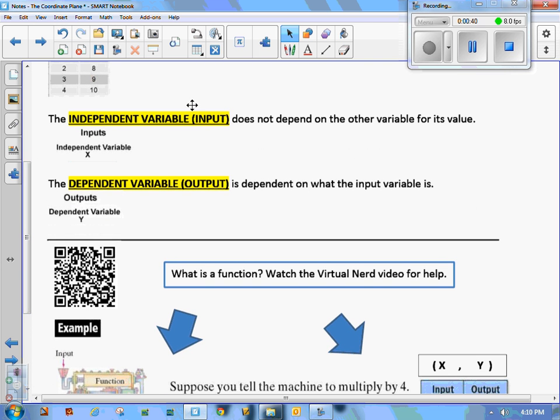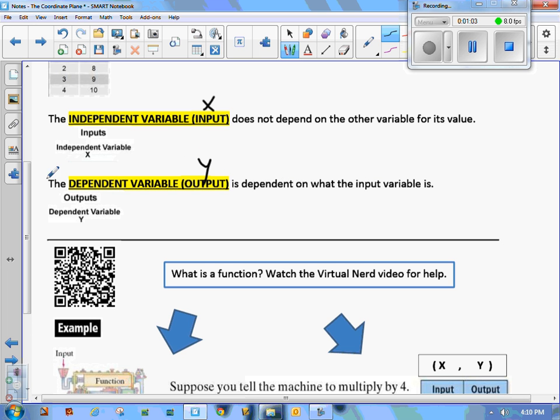We have independent variables, which is our input. Okay, our input, remember, is our x value. This does not depend on the other variable for its value. That's why it's called independent. Then we have the dependent variable output, which is our y. This is dependent on what the input variable is.